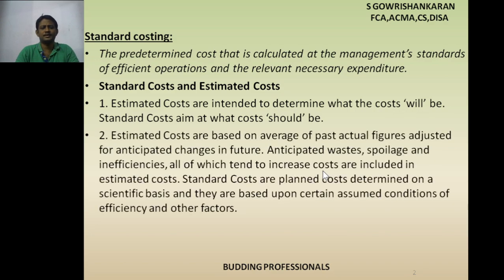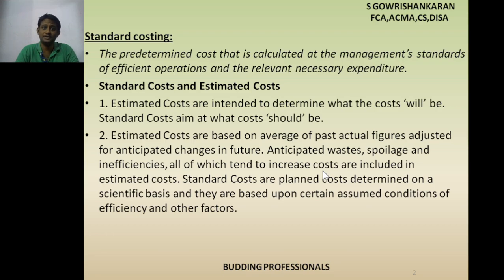Then what is the next one? Estimated costs are based on the average of past actual figures adjusted for anticipated changes in future. Anticipated wastage, spoilage and inefficiency, all of which tend to increase costs, are included in estimated cost. So simply based on my past experience and past expenses, I am estimating the future. Okay. But standard costs are planned costs determined on a scientific basis.